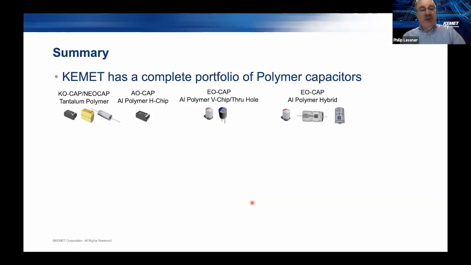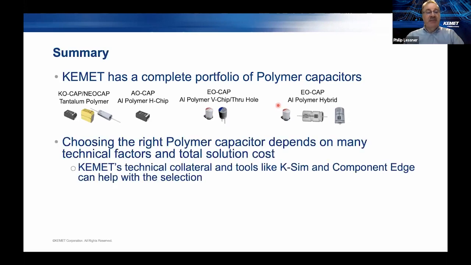So I want to leave you with really 3 thoughts. First, KEMET has a complete portfolio of polymer capacitors, which spans tantalum polymer, H-chip and V-chip and through-hole aluminum polymer, and then the hybrid aluminum polymer series. So we have really, I think, the most extensive offering of polymer capacitors out there in the industry, and they're expanding it all the time.